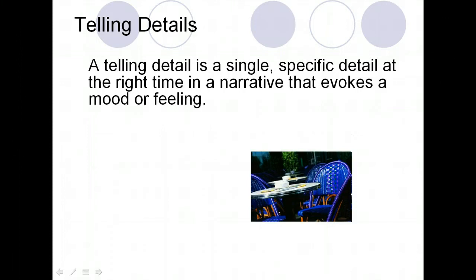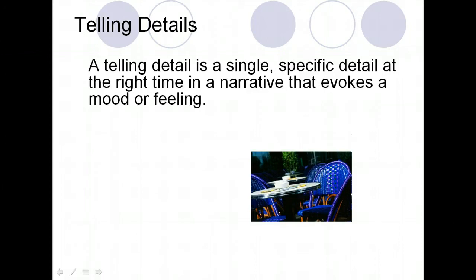A telling detail is a single specific detail at the right time in a narrative that evokes a mood or feeling. A telling detail points to things beyond itself. It says something but implies a whole lot of other things. It grabs your attention, but if you use too many, it may become overwhelming.